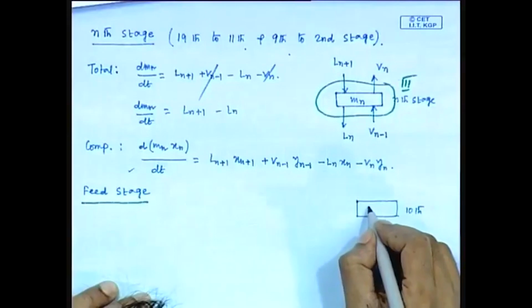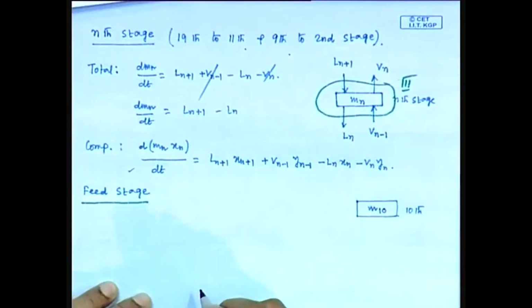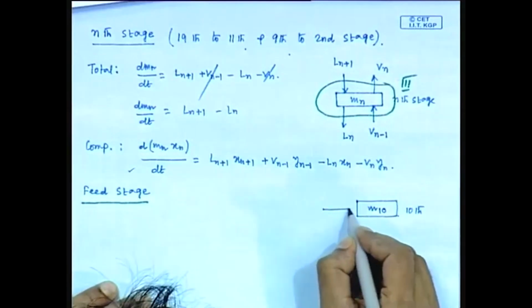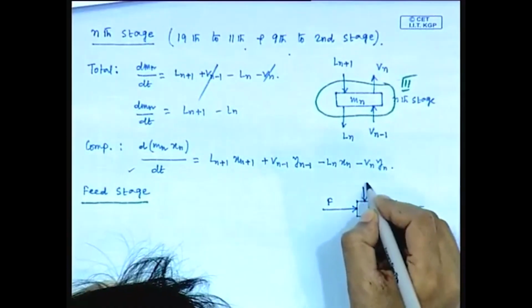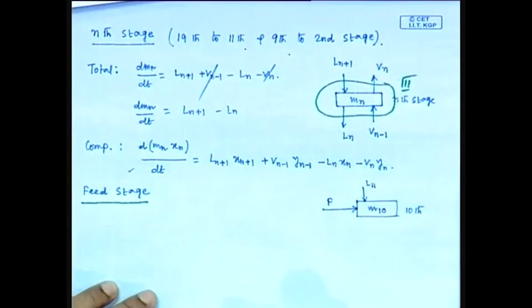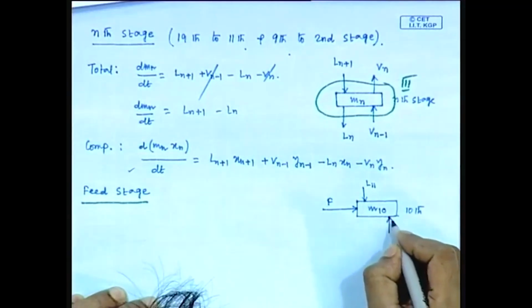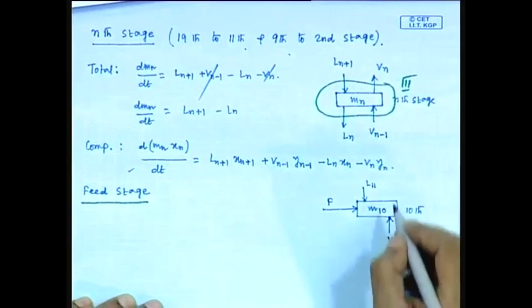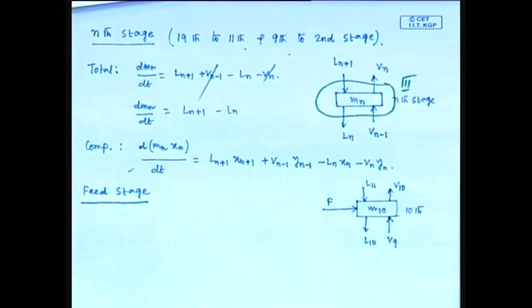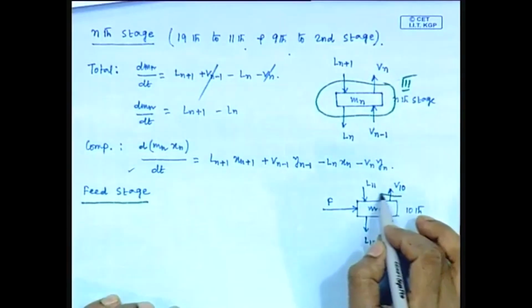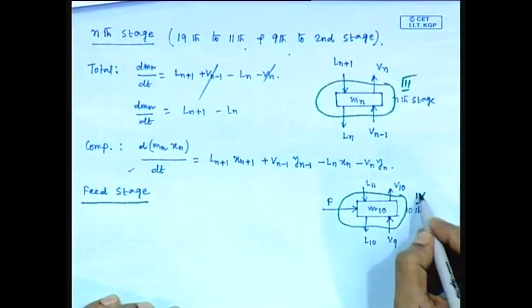Fine. So, the hold up will be M10, one input stream, that is feed stream, another one is L11, the liquid which is coming from just above the feed tray, another input is the vapor stream which is coming just below the feed tray, that is V9, fine, and outgoing streams are V10, L10. So, this is the fourth envelope.